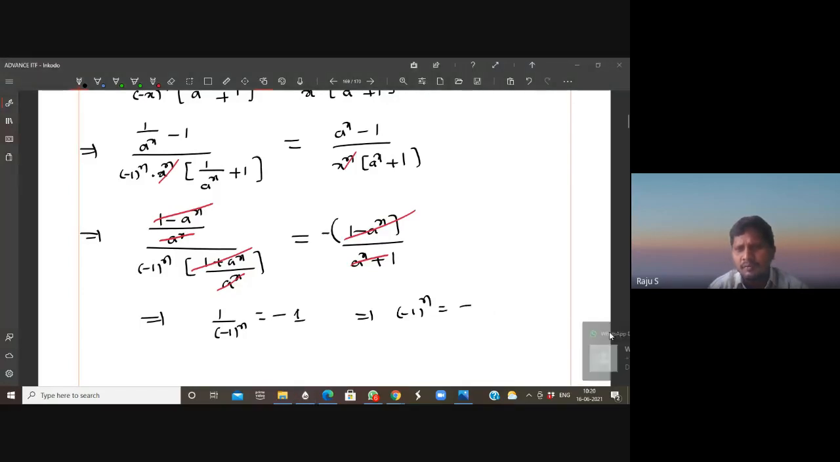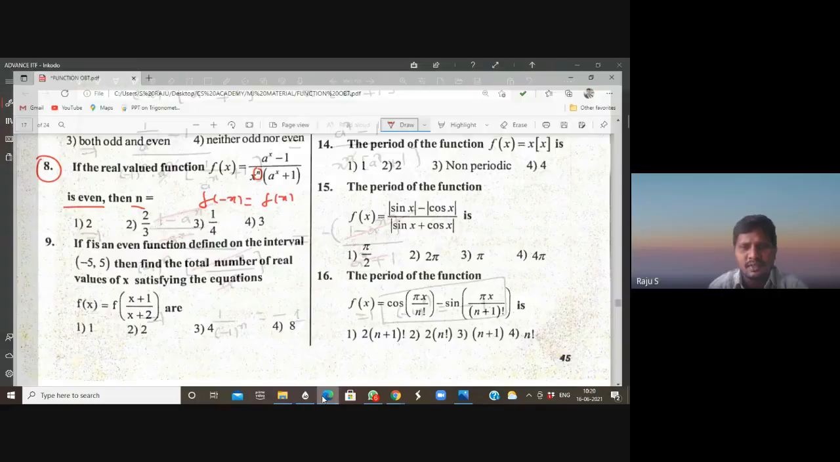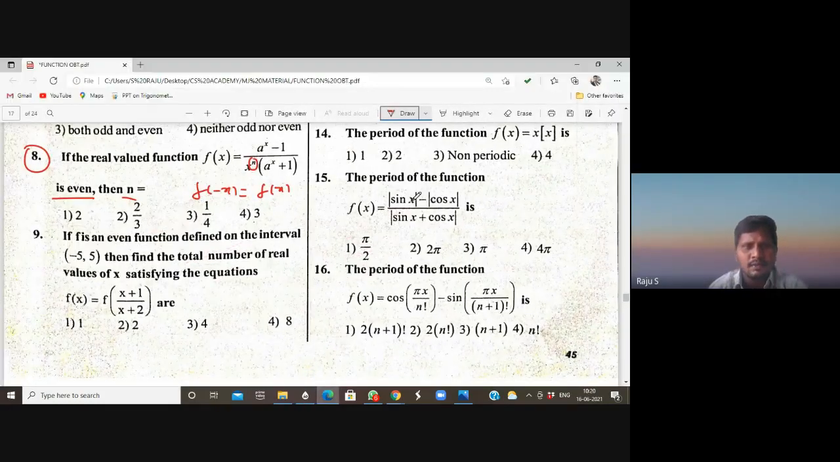For what value of n will it be minus 1? That is the question. What are the options? 3. If we substitute 2, it is positive, and 4 is also not negative. So the answer will be 3, and the fourth option is correct.